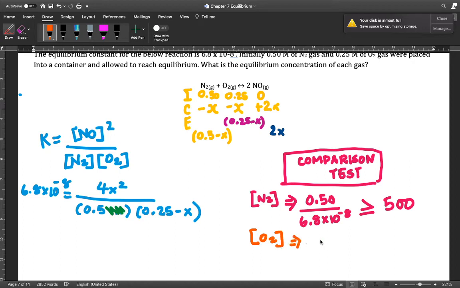So for O2, if I take 0.25 divided by 6.8 times 10 to the power of negative 8, is it greater than or equal to 500? It is. It is, again, a really, really big number. And because it is greater than 500, I'm going to get rid of this minus x part, right? If I had that, I could do my calculation, but as you saw in the previous question, that involves the quadratic equation, and it's a lot more work, and this will really simplify your answer.